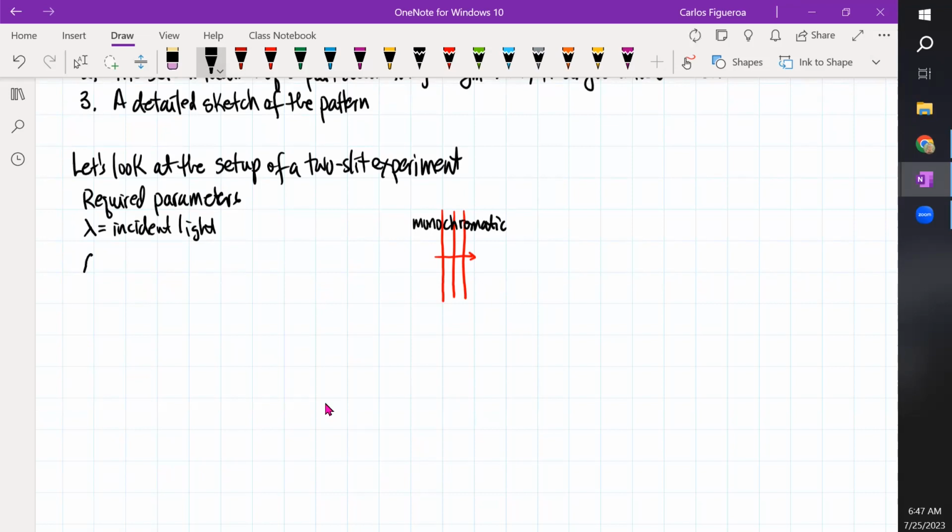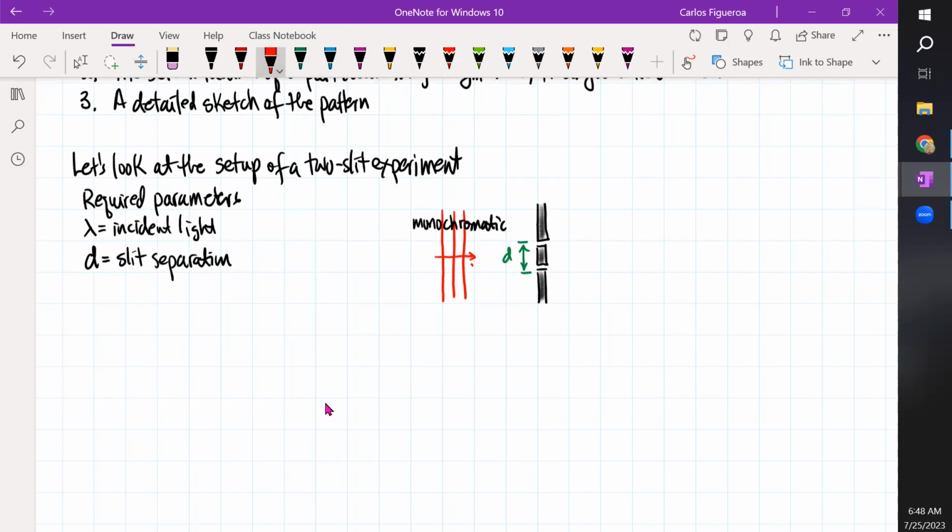So the next thing is that we need little d, which is called the slit separation. When I look at a slit separation, it's telling me that I have narrowly spaced slits. So everything is opaque except for those little slits. And I'm going to define this right here as my slit separation, which is little d.